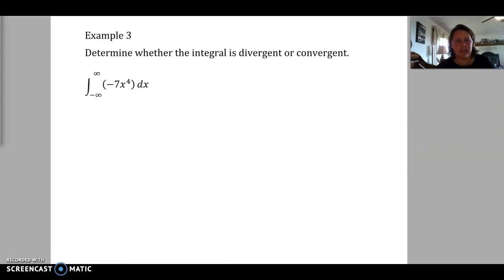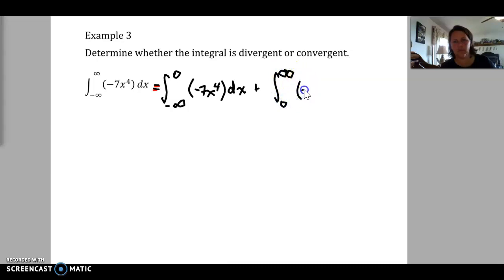Okay, for example number 3, it says determine, again, divergent, convergent, give an answer if it's convergent. So this one, you'll notice, has two infinity signs. So we're going to have to break this up into two separate integrals. So our first integral, we're going to break it up to, is from negative infinity to 0 of the same function, negative 7x to the 4th dx, and then plus the integral from 0 to infinity of negative 7x to the 4th dx.